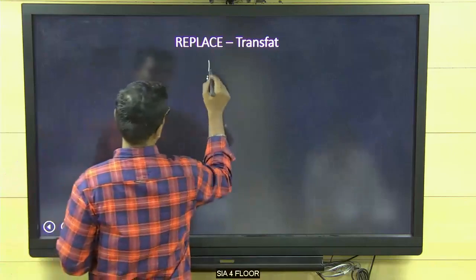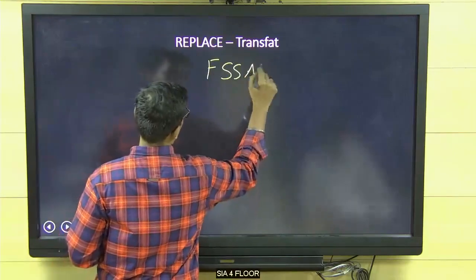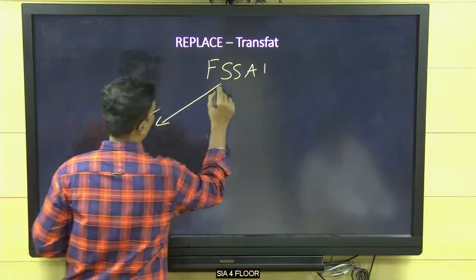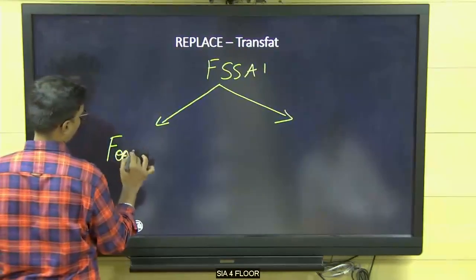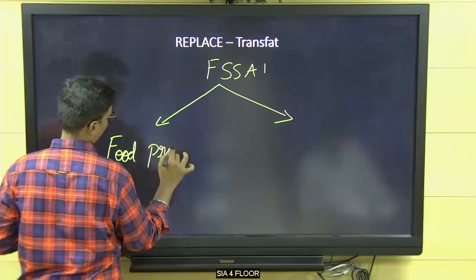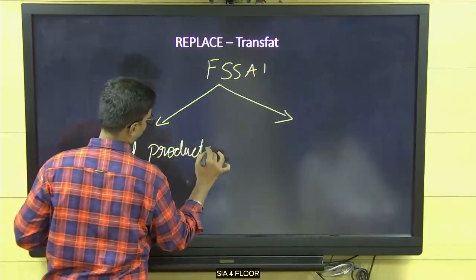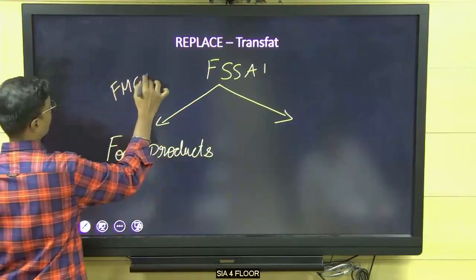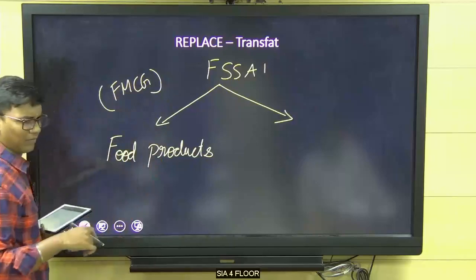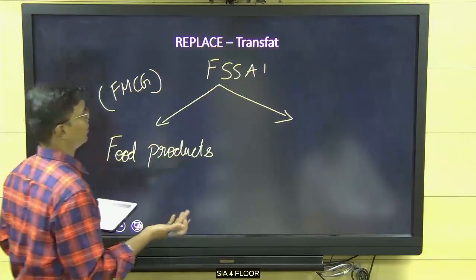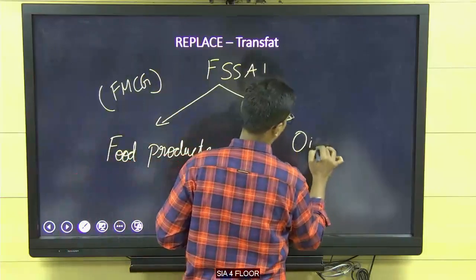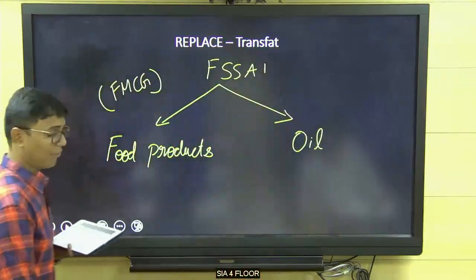First thing, FSSAI, the Food Safety and Standards Authority of India, has set two targets. One is for food products, which means all the fast moving consumer goods like cakes, chips and everything. We call it food products, which is ready made and ready to consume. And then about oil, that's used for cooking generally. Good. We have set targets for both these things.